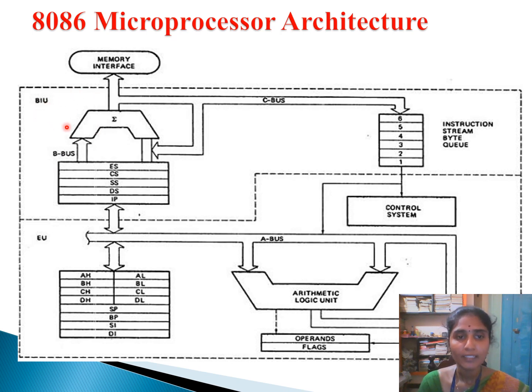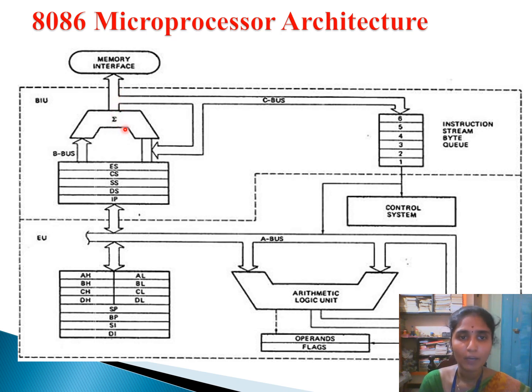The bus interface unit contains three functional parts. The first one is the segment registers, which contain 4 segment registers and 1 pointer register. The 4 segment registers are extra segment, code segment, stack segment, data segment, and one instruction pointer. And the BIU contains an address generation circuit which calculates the physical address of the instruction.